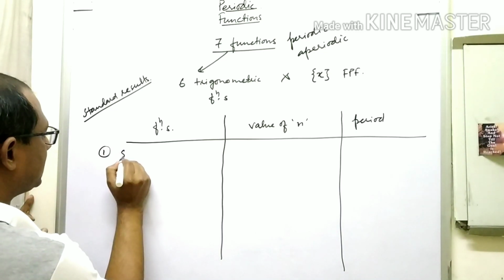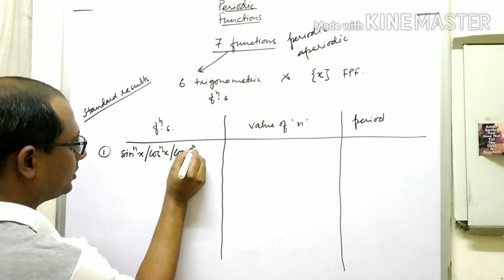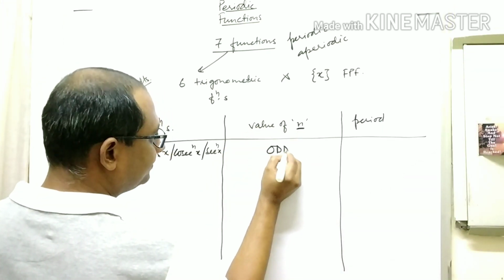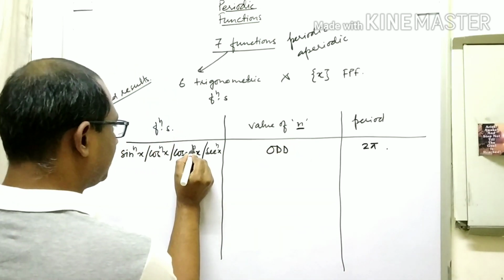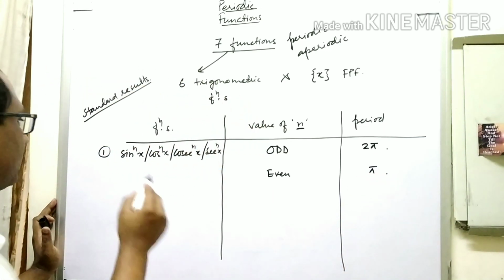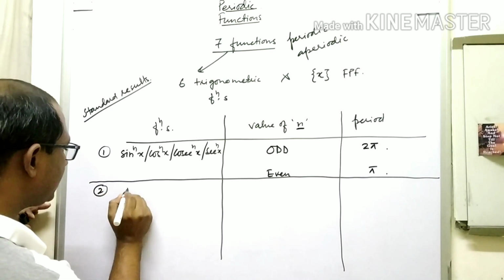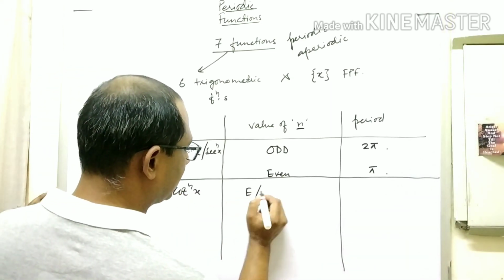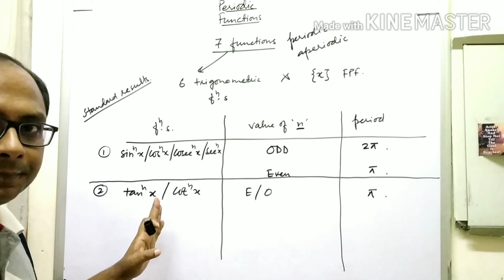The first thing we need to know is sin to the power n x, cos to the power n x, and their reciprocals, that is cosec to the power n x and sec to the power n x. When the value of n is odd, the period remains the same, that is the original period 2 pi. And when the exponent is even, the period gets reduced to pi. Okay, this is the first result we'll try to remember. The next is tan to the power n x and cot to the power n x. Here, even or odd doesn't matter. For both cases, the period is pi. All functions are periodic with these periods.